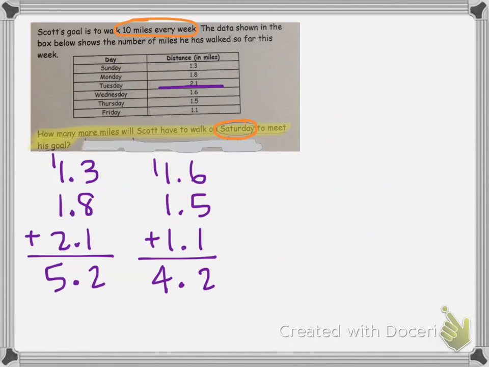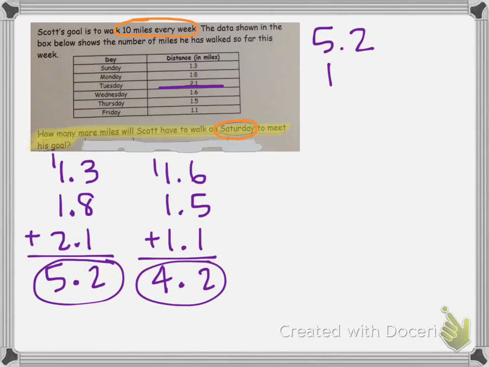For Wednesday, Thursday, and Friday, he walked 4 2/10 miles. So now what I need to do is combine this answer with this answer to see how much he's walked so far this week already. So let's do that. 5 2/10 plus 4 2/10. Bring my decimal down. 2 plus 2 is 4. 5 plus 4 is 9. So far this week he's walked 9 4/10 miles.